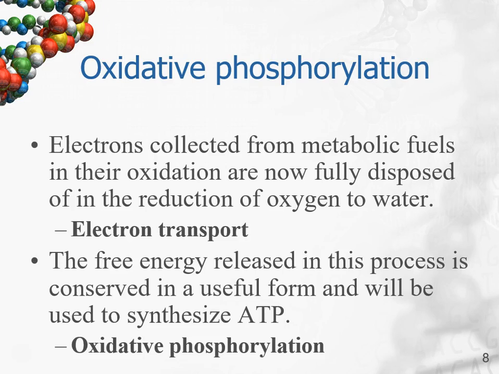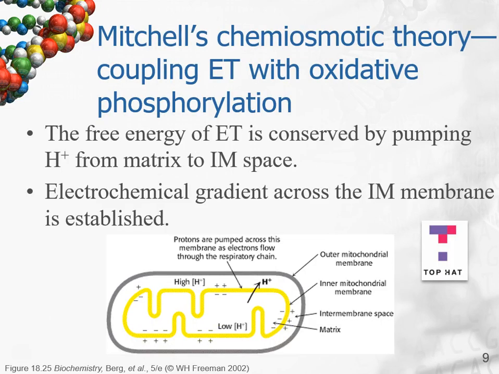But we did the calculation where we saw that that was an exergonic process, sorry. So the free energy released in this process will be converted into a useful form. We will capture some of that energy and use that to synthesize ATP. And the term we use there, remember, is oxidative phosphorylation. So this is the term that we use to describe how ATP is synthesized. There were lots of hypotheses put forth to describe how this worked, but Mitchell's chemiosmotic theory of how electron transport is coupled with oxidative phosphorylation is consistent with all the data that you can collect on this.